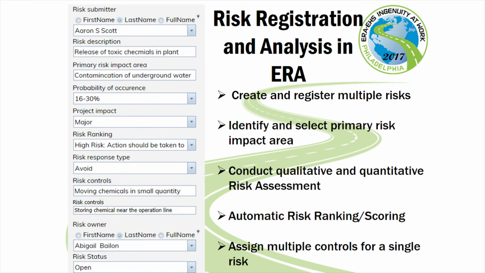So here's a bit of an example over on the left-hand side, and we're going to get into it a little bit more, as Sarah explained, getting into the software to show how it's all working, but this is from one of the forms. Basically, the risk registration analysis in the system: create and register multiple risks, identify and select the primary risk impact area, again conduct the qualitative and quantitative risk assessment, the automatic risk ranking and scoring, and I'm going to get a little bit into that, that's a real important part, and assign multiple controls for a single risk.